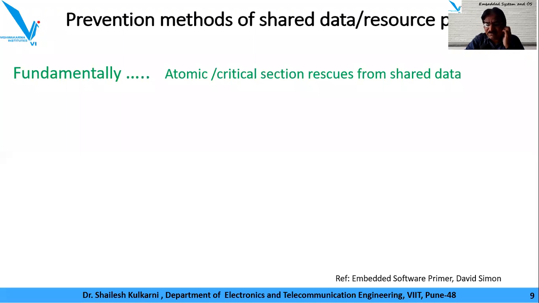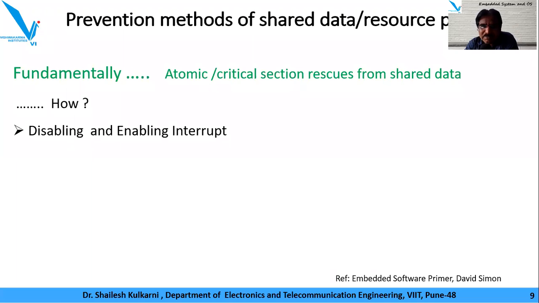So fundamentally, if you could take care of the reasons because of which this takes place, if you try to eliminate those reasons themselves, then definitely it is a method of prevention or avoidance. With that logic, how is this to be done? First of all, by disabling and enabling interrupts. How?